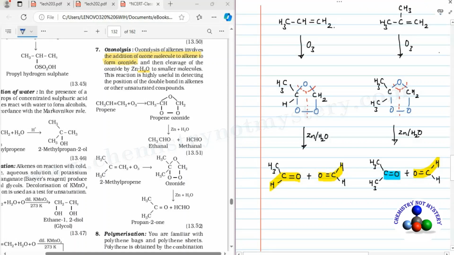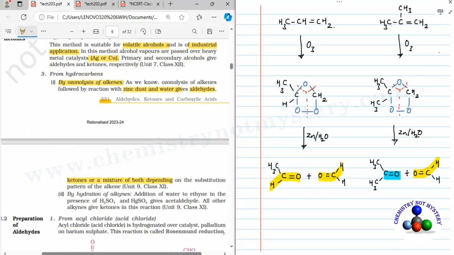So in case of a substituted alkene, you will get a mixture of products, ketone or aldehyde, or you may get both the ketones. But if the alkene is less substituted, then you will get aldehydes. Now get back to the chapter of aldehyde.